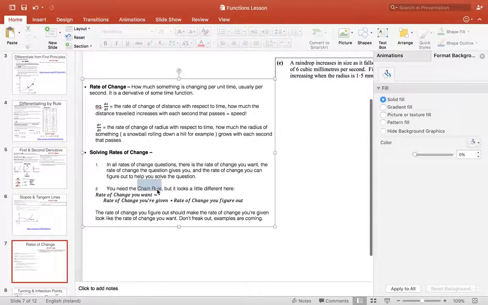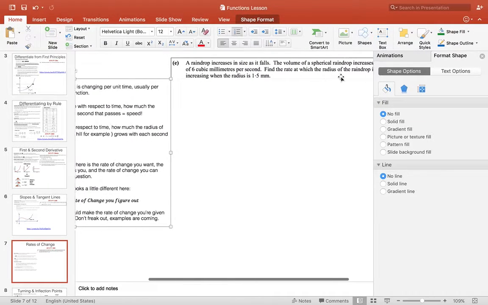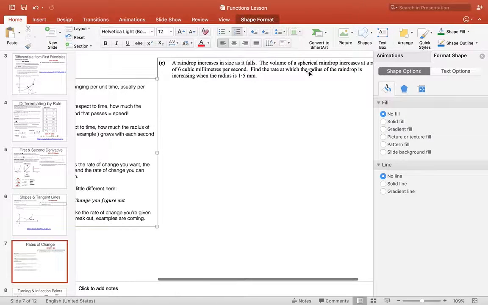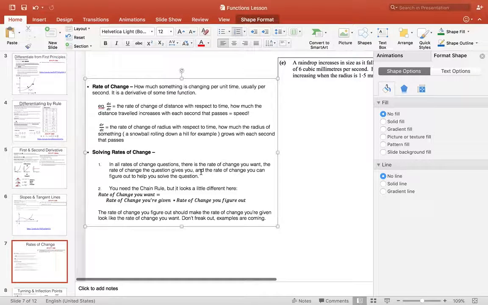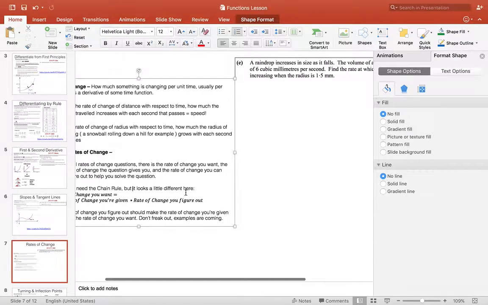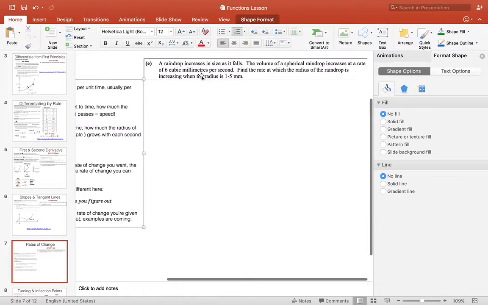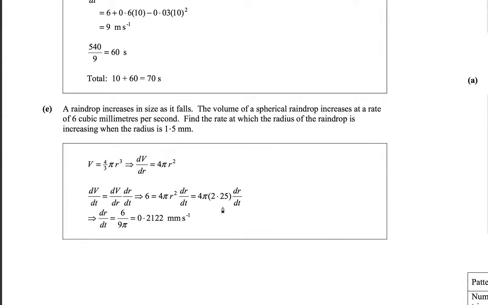It's the chain rule, but it looks a little different from the way we used it before. It's the rate of change you want, which is the rate of change of radius per time, equals the rate of change we're given, which was the volume per second, multiplied by something else that will finish it off. So let's look at the answer here.